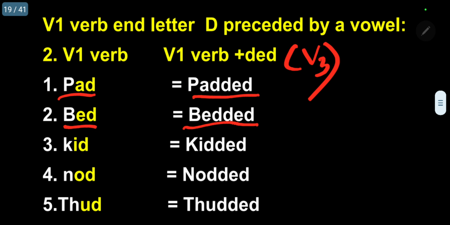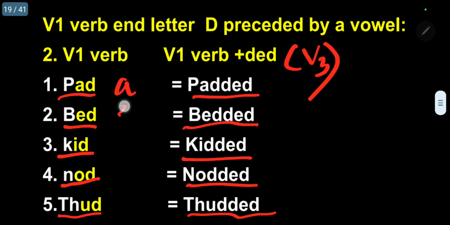Bed, bedded. Kid, kidded. Node, noded. That, that. Always double D is added in all the verbs. Vowels A, E, I, O, U. So whatever the ending letter, it is doubled. That's all. Very, very simple.